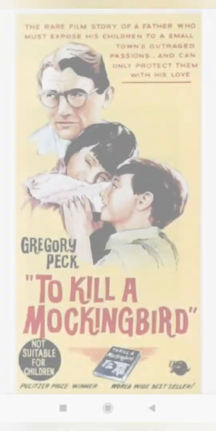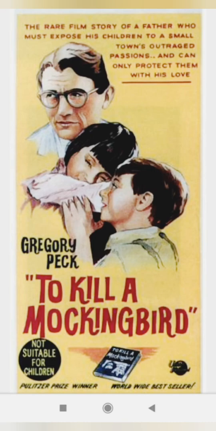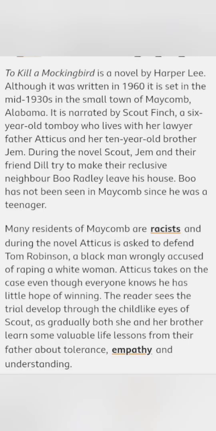So basically, To Kill a Mockingbird is an American novel written by Harper Lee, and it was written in 1960, but it is set in the 1930s in the small town of Maycomb. It is narrated by Scout Finch, a 6-year-old tomboy who lives with her lawyer father Atticus and her 10-year-old brother Jem. During the novel, Scout, Jem, and their friend Dill try to make their repulsive neighbor Boo Radley leave his house. Boo has not been seen in Maycomb since he was a teenager.